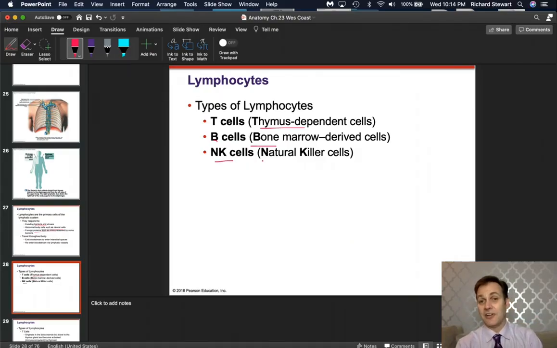Our NK cells are our natural killer cells. They will kill our own cells if they're not behaving right. So they keep everything in line. So these guys right here, these are like the hunter killers. If things aren't behaving right, they just attack.